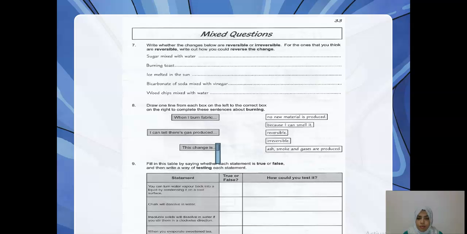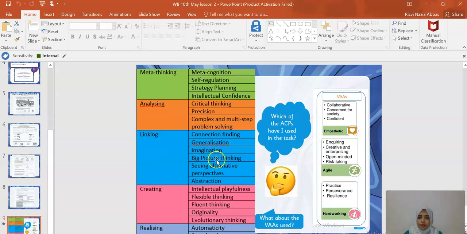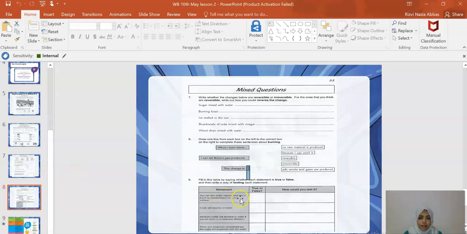When you evaporate sweetened tea, I can't see this one. Okay, the question is when I evaporate sweetened tea, the sugar will evaporate with the water. So if you're evaporating, sugar will definitely not evaporate. So this is a false statement.